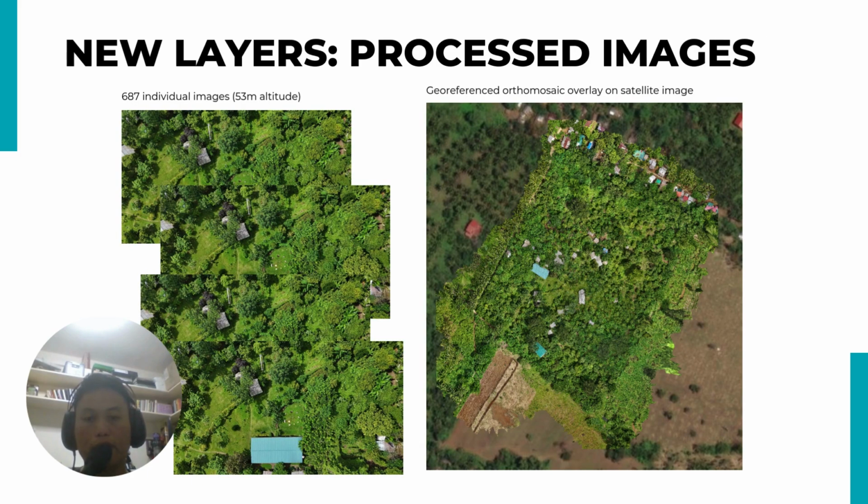This dataset contains 687 individual images taken at an average altitude of 53 meters. These images were uploaded in GeoNadir and took around 2 hours to process the data. Processing involves uploading, storing in the cloud, stitching the images, georeferencing and overlaying the final orthomosaic on a satellite image, and extracting elevation data. This is all done automatically by GeoNadir without installing anything in your computer or saving images on your hard drive.